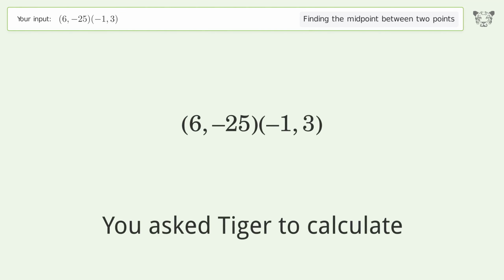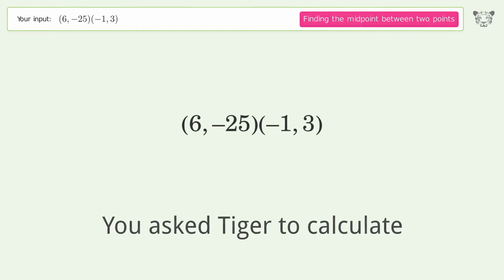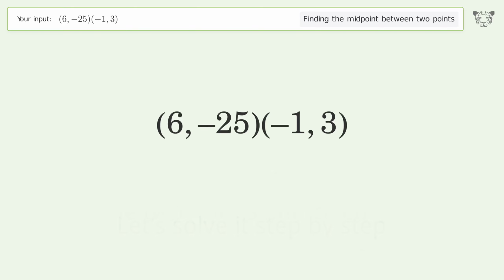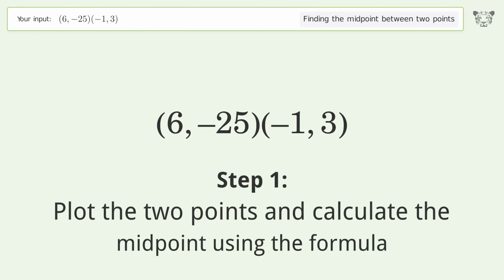You ask Tiger to calculate. This deals with finding the midpoint between 2 points. The midpoint between the 2 points is 2.5, -11. Let's solve it step by step. Plot the 2 points and calculate the midpoint using the formula.